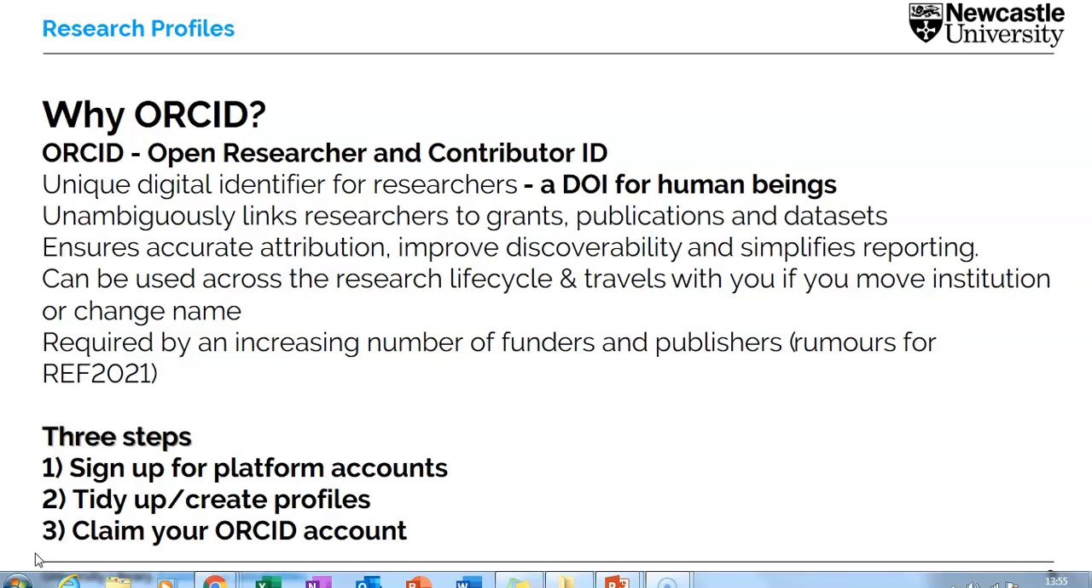So you'll see that published papers have DOIs, they're unique numbers. You too can have one as well. And it's a bit like a research passport. So it will follow you throughout your research career. It will travel with you if you move to different institutions or different geographical territories. And importantly, it helps make your work more discoverable.